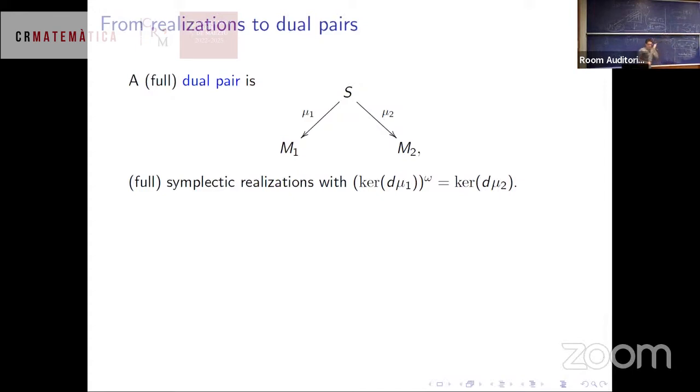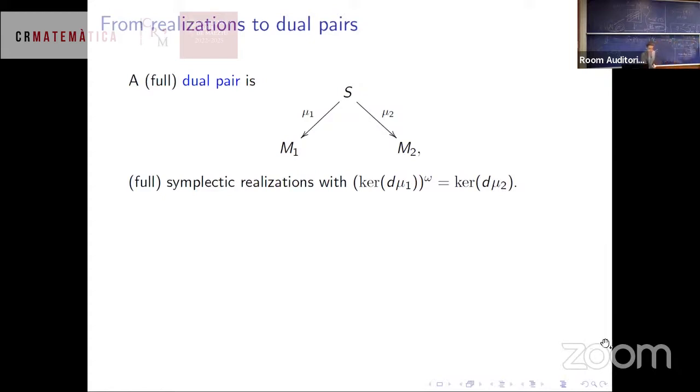Right. So this is already a concept that was present in this original paper by Alan Weinstein from 1983. He studied symplectic realizations there, and he arrived at this concept that, in certain situations, you may have two different Poisson manifolds which are realized by the same symplectic manifold. And he also noticed that this is a pretty interesting thing, in the sense that it really relates the Poisson geometry in M1 and M2. The Poisson geometries are quite related.